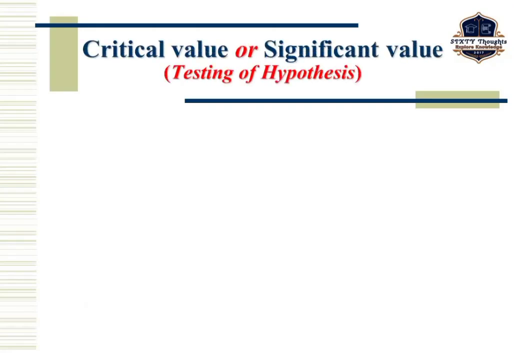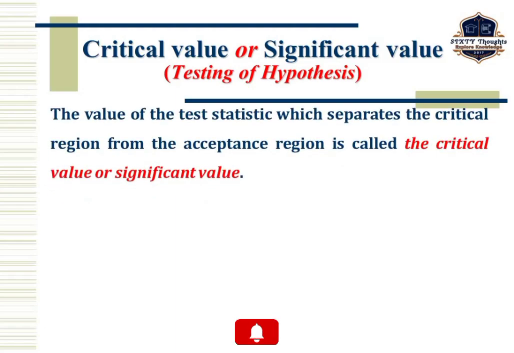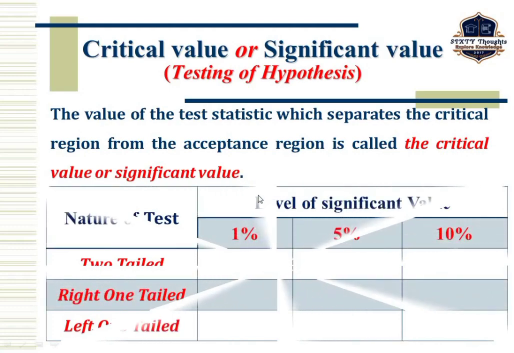Today we are going to discuss what is meant by critical value or significant value in testing of hypothesis. Let us see the definition. The value of the test statistic which separates the critical region from the acceptance region is called the critical value, otherwise significant value.